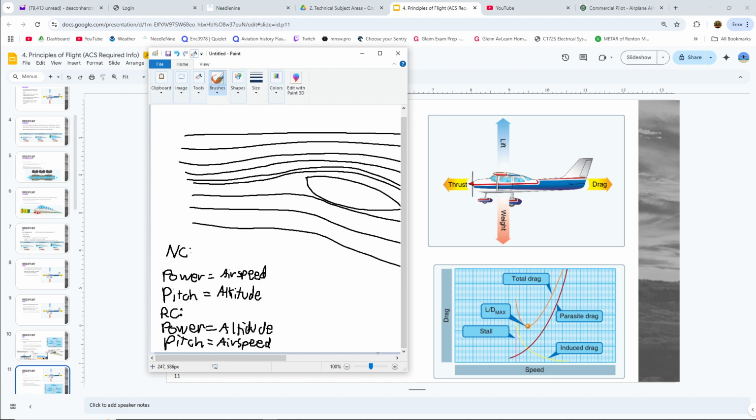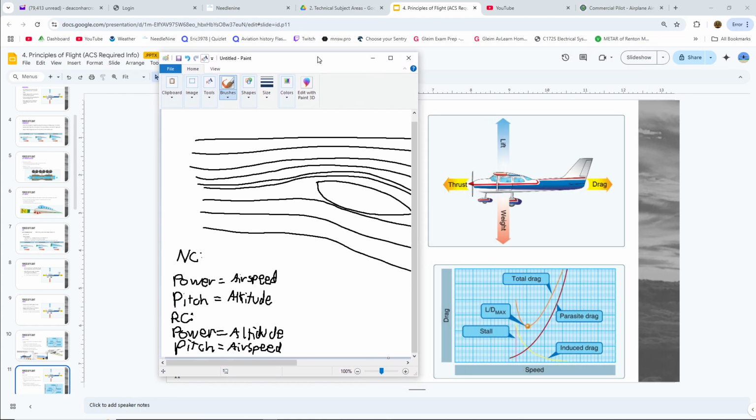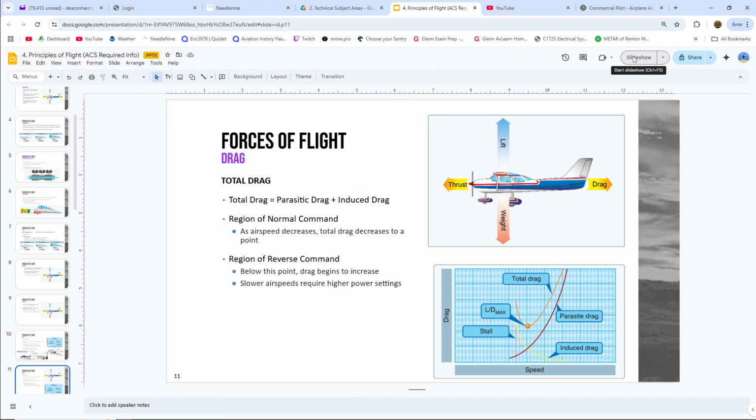And so you'll hear that when we land the aircraft, because when we're landing the aircraft, we're at a speed in which we're either at the L/D max or lower, especially if we're doing a short field approach. And in this regime of flight, we pitch for the airspeed we want, and we use our power to maintain our altitude. So that's why it's the region of reverse command. It's different and counterintuitive to when we're normally operating in the region of normal command. All right, let's get back to the slideshow.